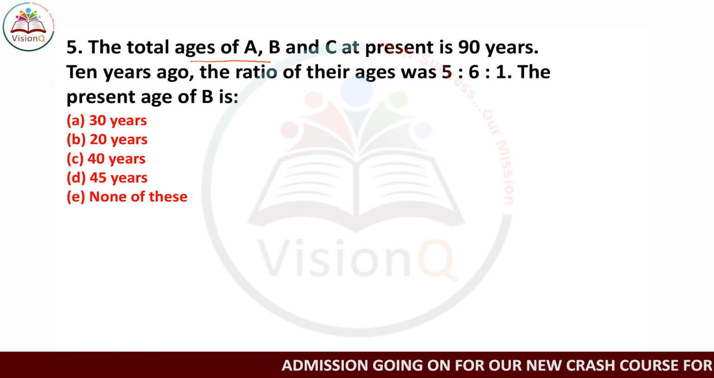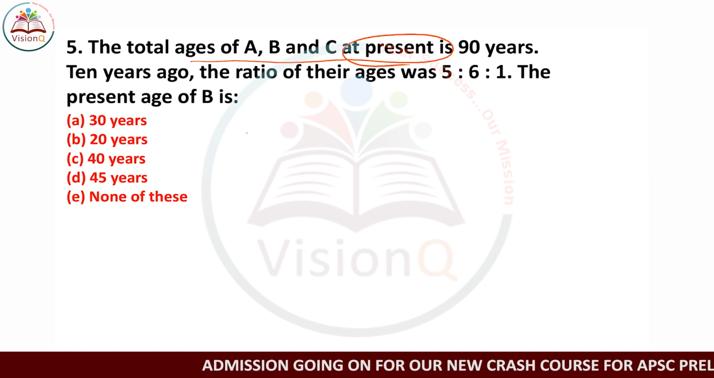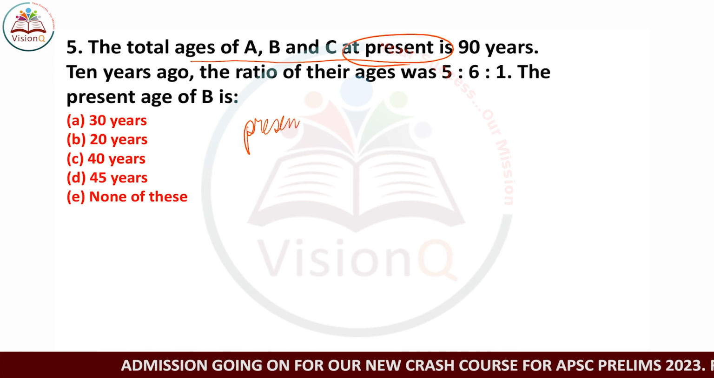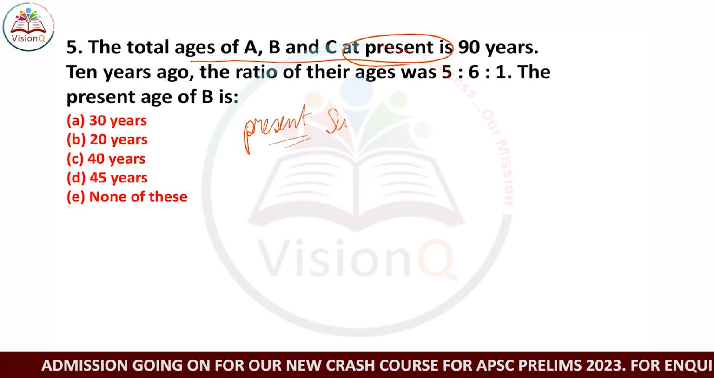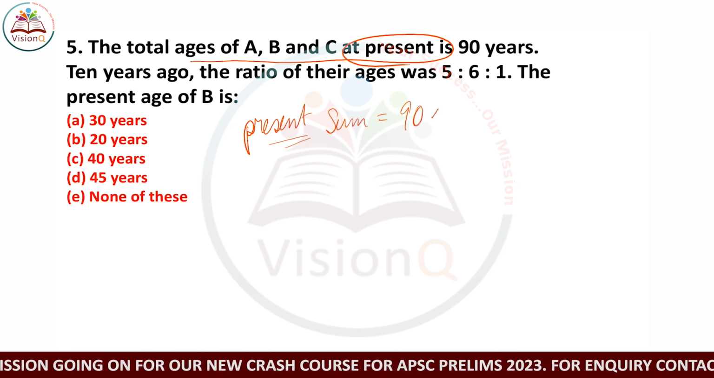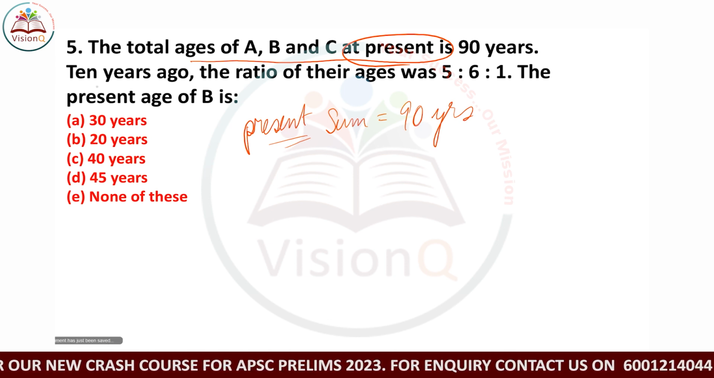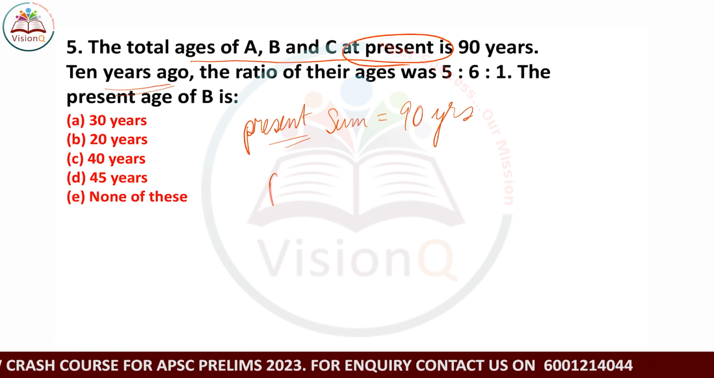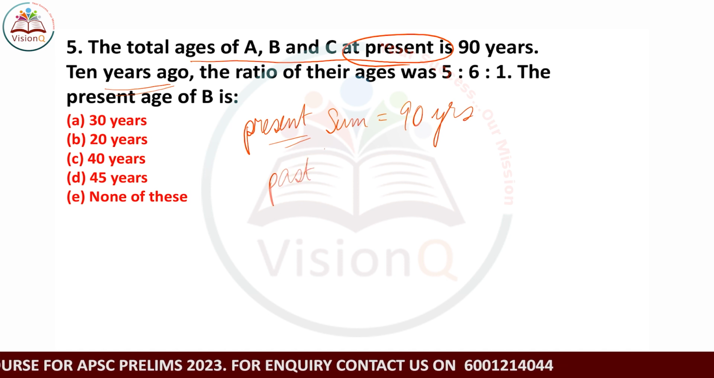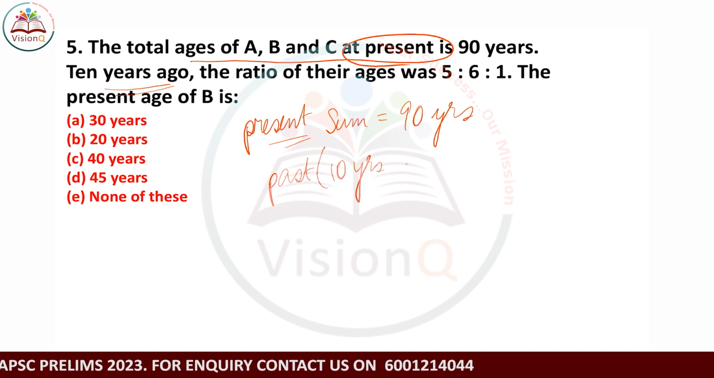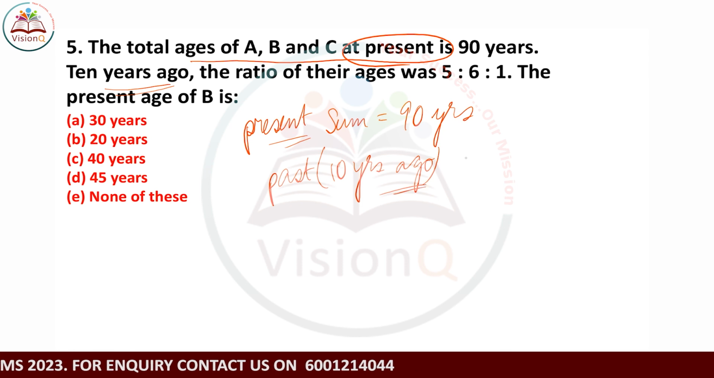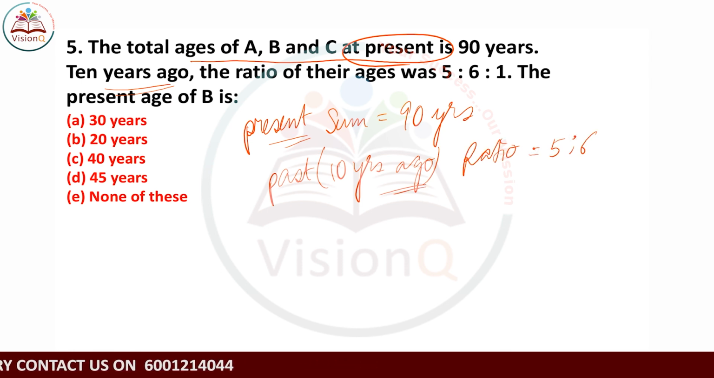The sum is given in the present. Okay, the present sum is given, 90 years. But the ratio is not in the present. The ratio is when? 10 years ago. That means in the past. In the past, 10 years ago, the ratio is how much? 5 is to 6 is to 1.